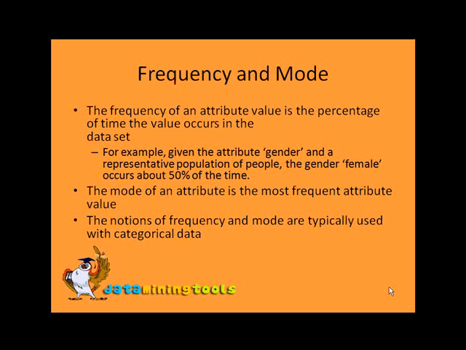Let's understand frequency and mode. Frequency of an attribute value is the percentage of the time the value occurs in the dataset. For example, given the attribute gender and a representative population of people, the gender female occurs about 50% of the time. The mode of an attribute is the most frequent attribute value. Thus, notions of frequency and mode are typically used with categorical data.